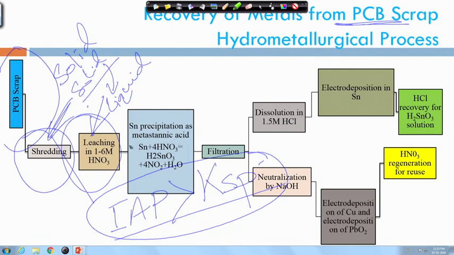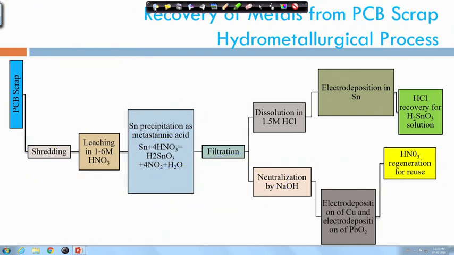So, here you will have tin precipitation as metastannic acid. So, tin will precipitate out. If the tin is precipitating out, we can take it out in the solid phase. Now, you filter. After filtration, what do we have? We have the tin gone, most of it. There may be some still left, but the tin is gone.